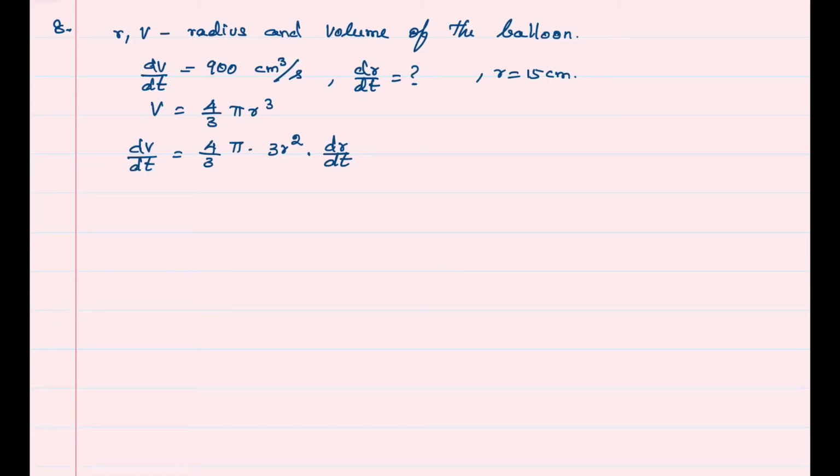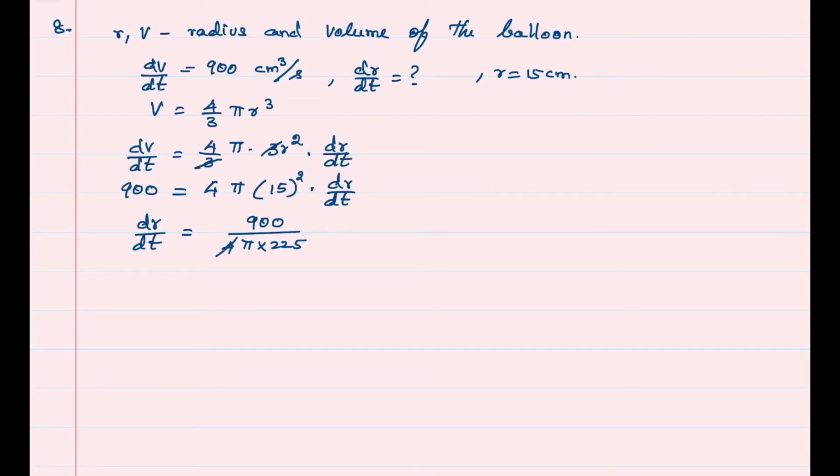Let us substitute the values which are given. 900 is 4 pi, r square is 15 square, times dr by dt, from which we can get the value of dr by dt. 900 divided by 4 pi 225. 4 times 225 is 900. The answer is 1 by pi centimeters per second. Therefore, radius of the balloon is increasing at the rate of 1 by pi centimeters per second.